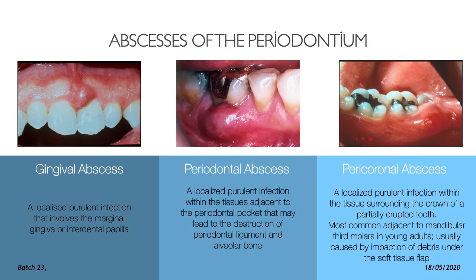The abscess of the periodontium is classified into gingival abscess, periodontal abscess, and pericoronal abscess. A gingival abscess involves only the marginal gingiva and interdental papilla, not the attached gingiva. Once it starts involving the attached gingiva, it is called a periodontal abscess, a localized infection which involves attached gingiva, with destruction of the periodontal ligament and alveolar bone. Whereas a pericoronal abscess is a localized infection seen in a partially erupted tooth, most commonly the partially erupted third mandibular molars. So we'll see one by one.